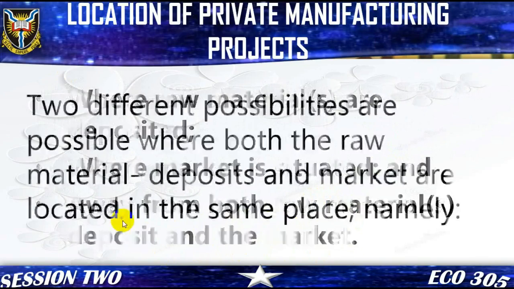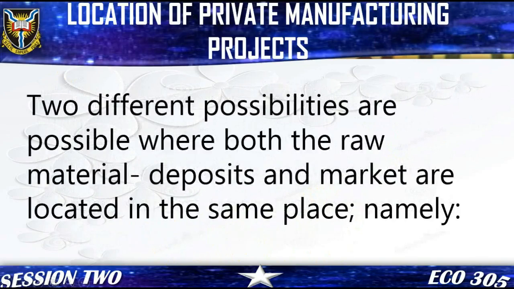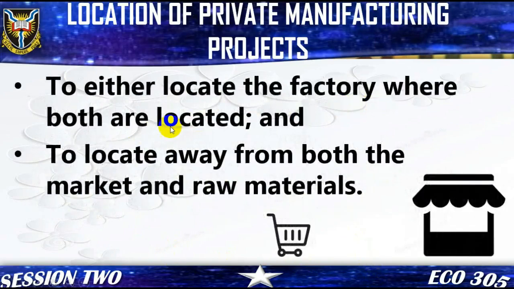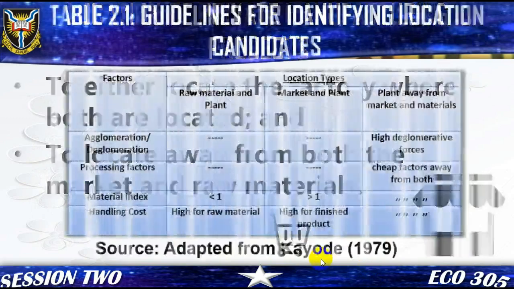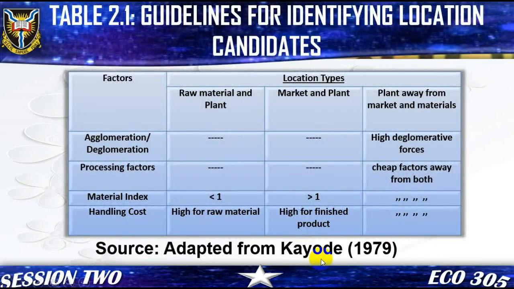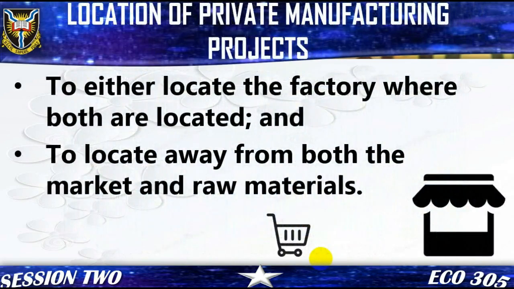Two different possibilities are, however, possible where both the raw materials deposit and the market are located in the same place. They are, namely, A, to locate the factory where both are located, and B, to locate away from both the market and raw materials. Given these five different location possibilities, whether the entrepreneur selects the first three or the last two, the eliminating process could be conducted by considering the following.